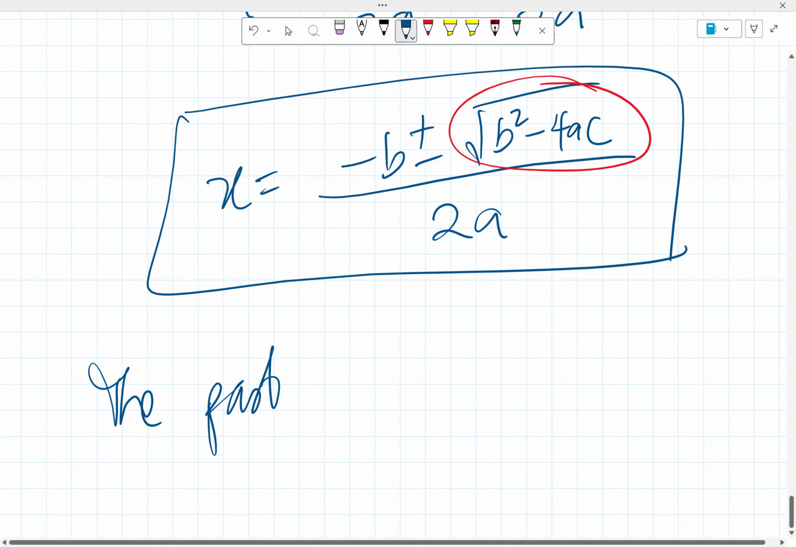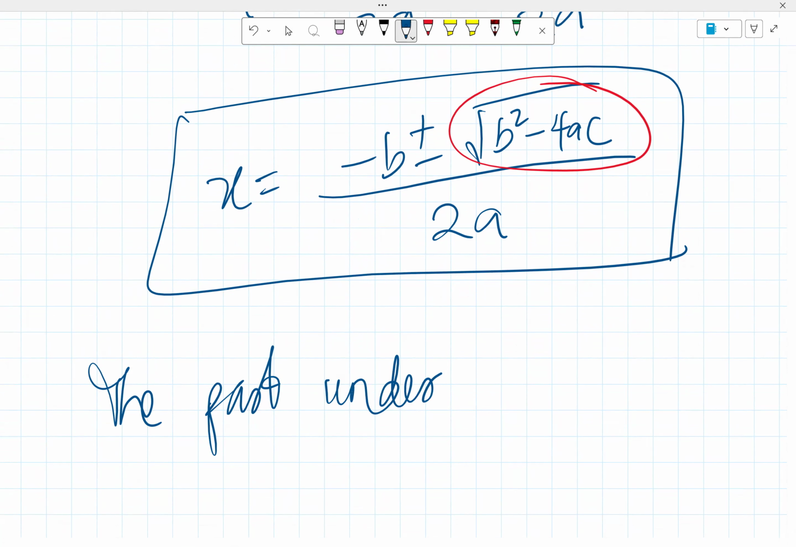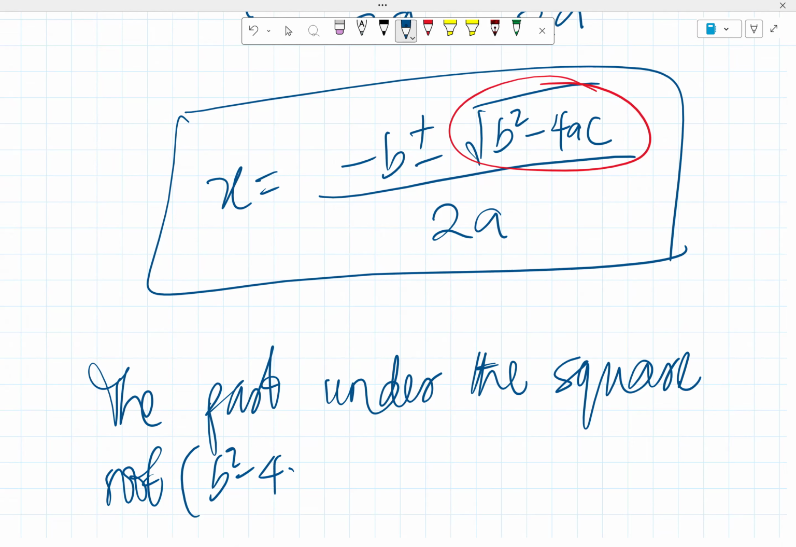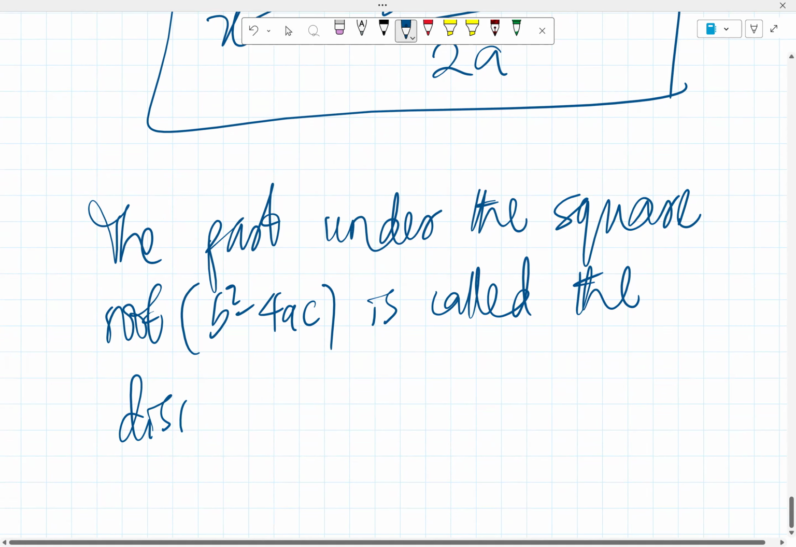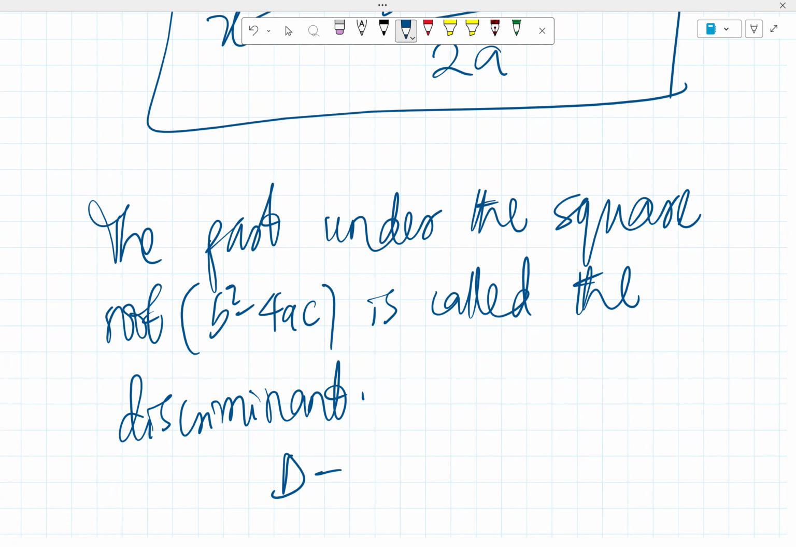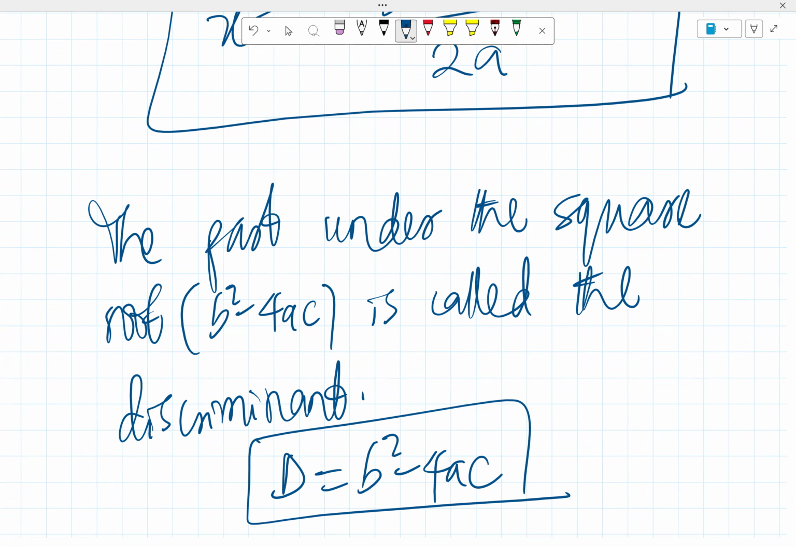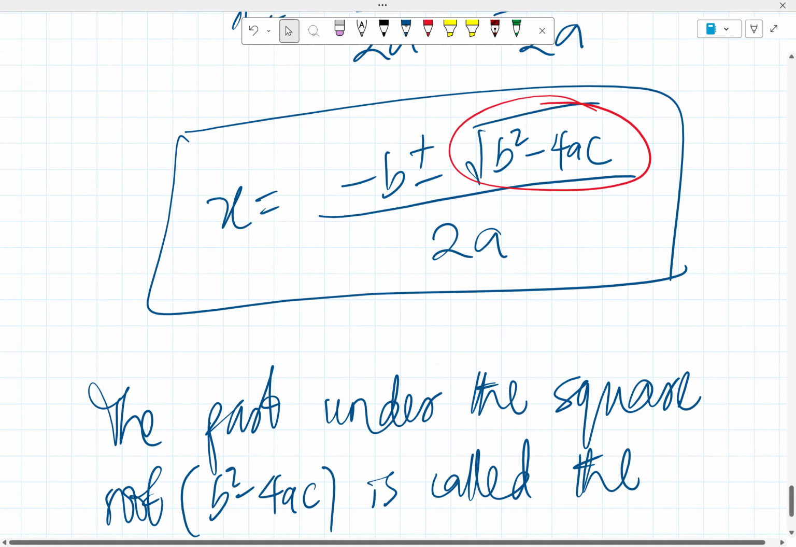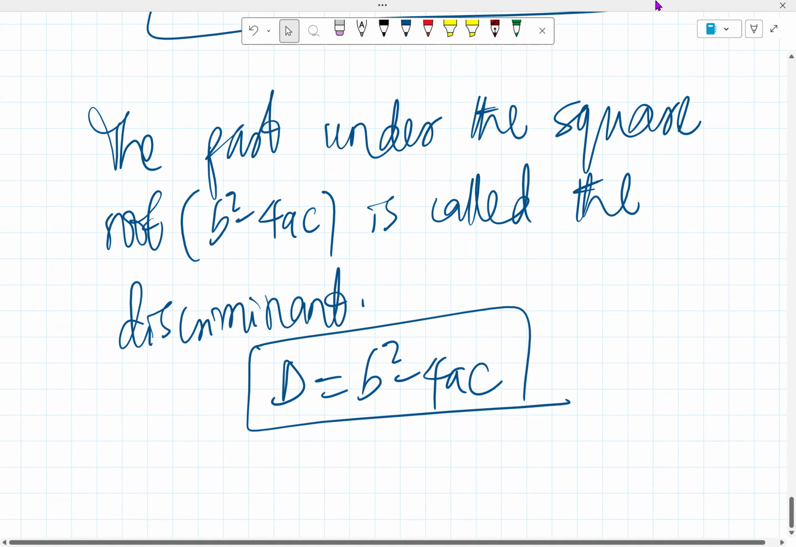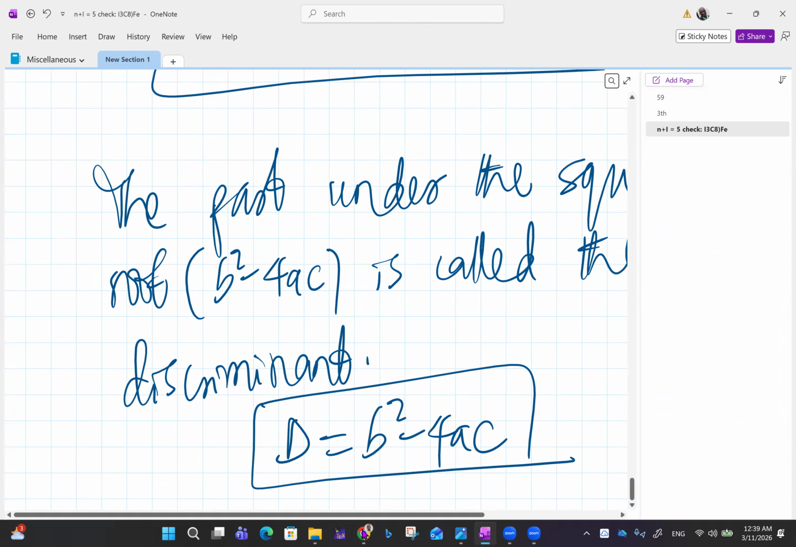The part under the square root, that is b squared minus 4ac, is called the discriminant. It's called the discriminant. Okay? So we consider d equals b squared minus 4ac. And this determines so many things. So for instance, it has to be positive for you to be able to get a meaningful answer out of that. If it is 0, you get equal roots.